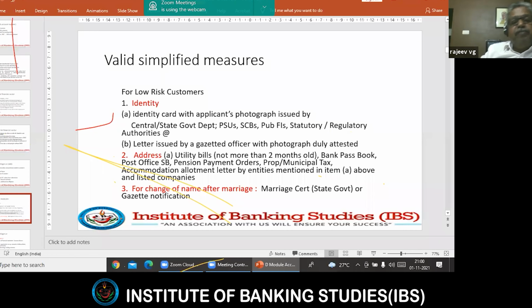Then in respect of a change in the name of a married lady after marriage, what is the document that is required? Because ladies may be changing their names after marriage by suffixing the husband's name. In that case, a marriage certificate or gazette notification is required for changing the name of the person.